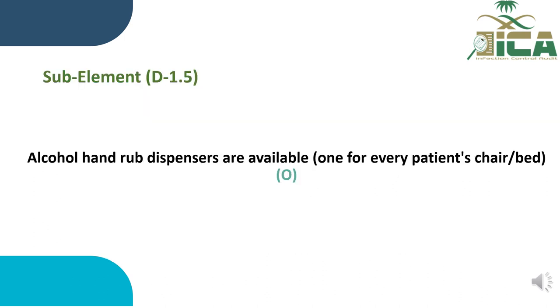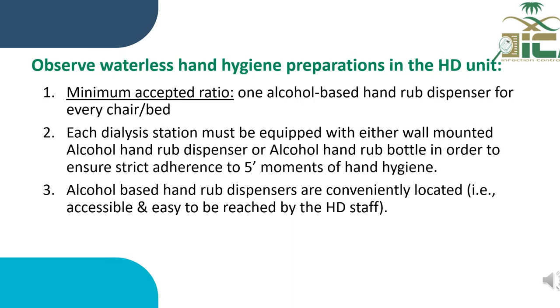Sub-element D1.5. Alcohol hand rub dispensers are available, like one for every patient's chair or bed. It is determined by observation.